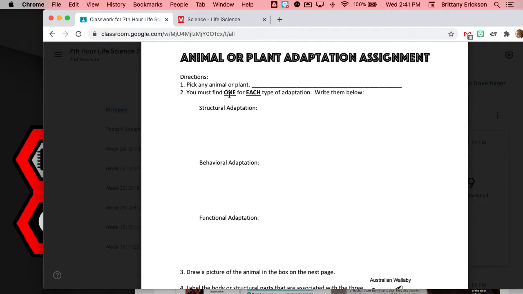Then the next thing you need to do is find one example for each of the 3 adaptations. Structural adaptation is the coloration or physical structure of it, maybe claws or something special, like a pelican's beak. So you need to write one adaptation for structural, and one for behavioral, or how it acts. The toughest one will be finding a functional adaptation, because that deals with biochemistry. If you don't find something for functional, try the word physiological. I'll write it on the board for you. Physiological adaptations, and maybe something will pop up. You need one of each. If you want to add more, that's fine, but you for sure need the 3 types.